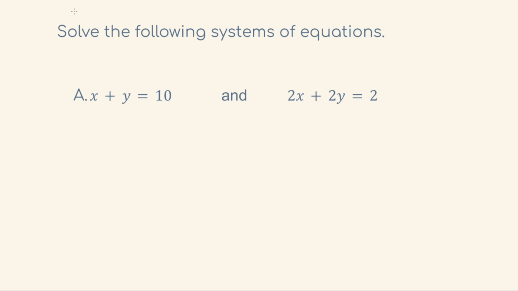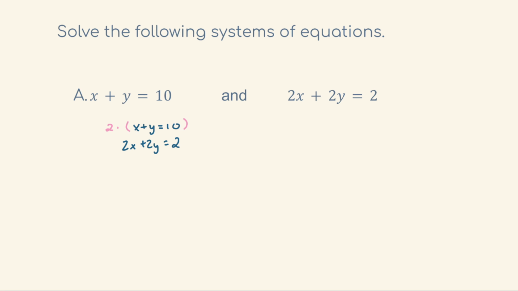So let's start with question A, shall we? Now, notice neither of them is in functional form. Since neither of them has an isolated variable, let's try using an elimination method, all right? So we've got x plus y equals 10. And we've got 2x plus 2y equals 2. To make the coefficients match up here, let's multiply this top equation by 2.